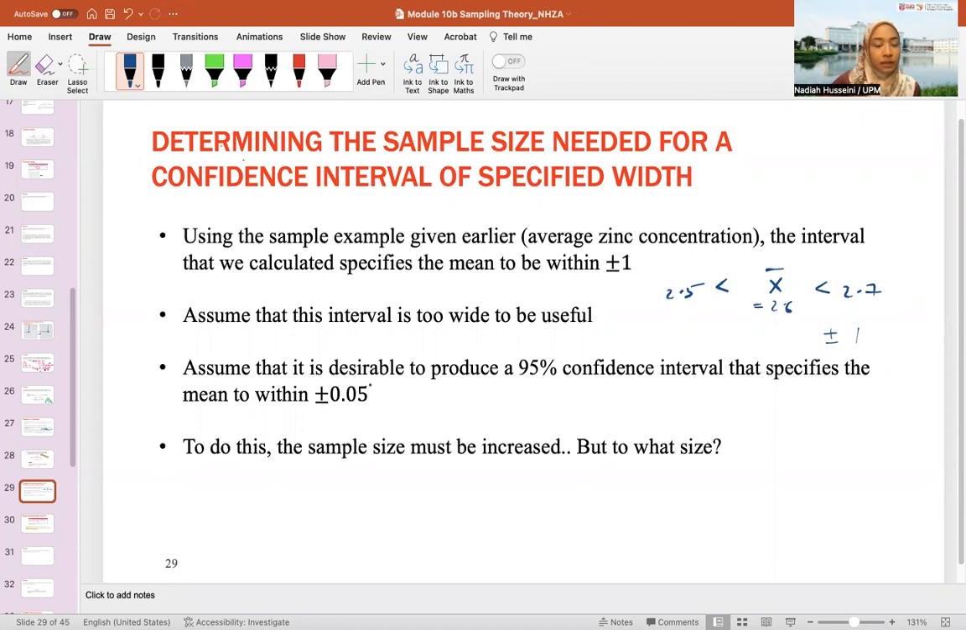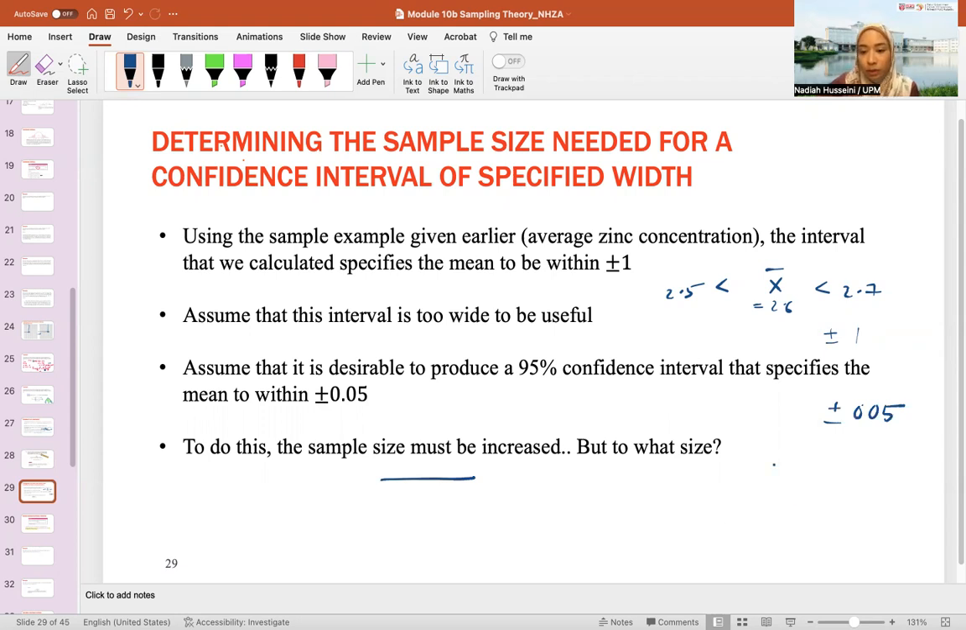So assume that it is desirable to produce a 95% confidence interval, the same confidence, that specifies the mean to be within plus minus 0.05. So instead of plus minus 1, you want your interval to be plus minus 0.05. So to do this, to change your interval to become smaller, to become more specific, despite having the same confidence interval, you need to increase your sample size. But by how much, right?